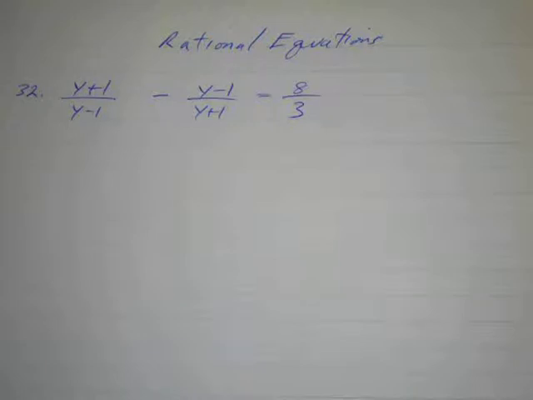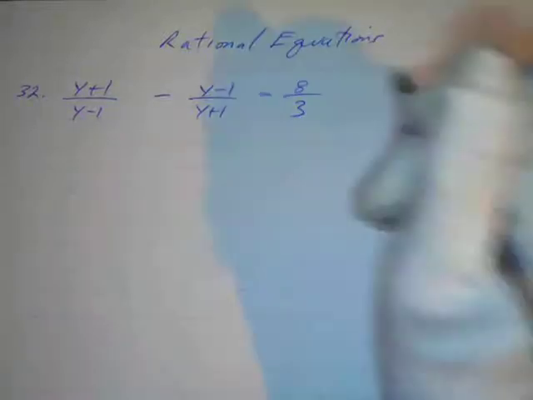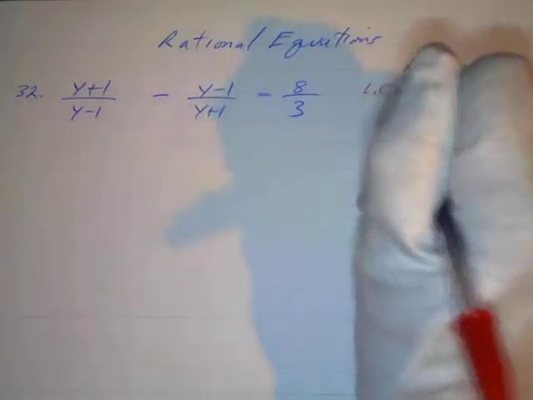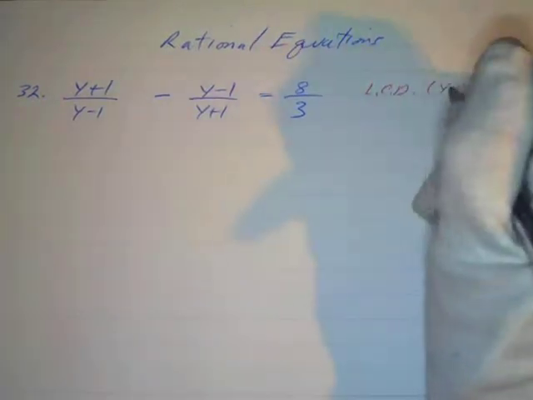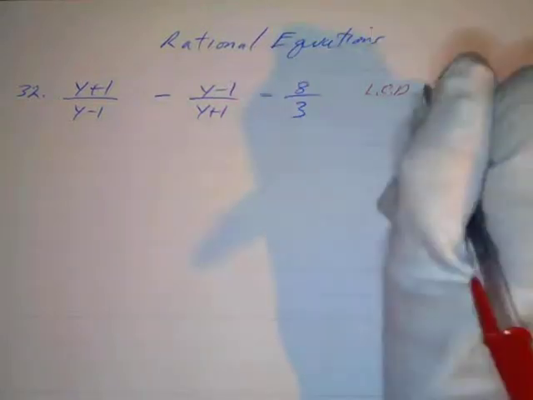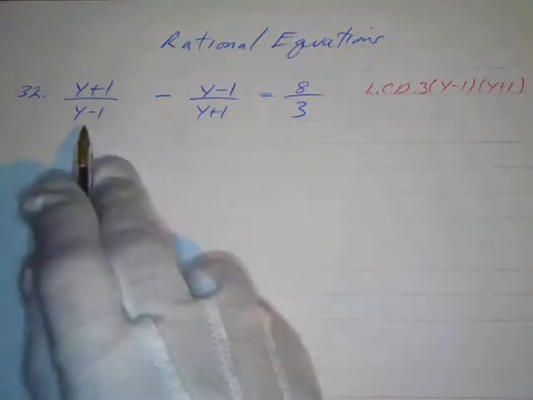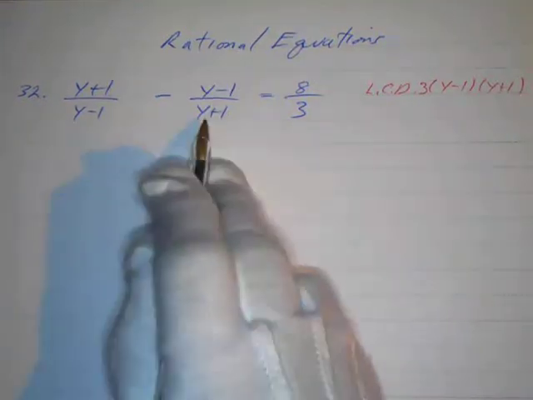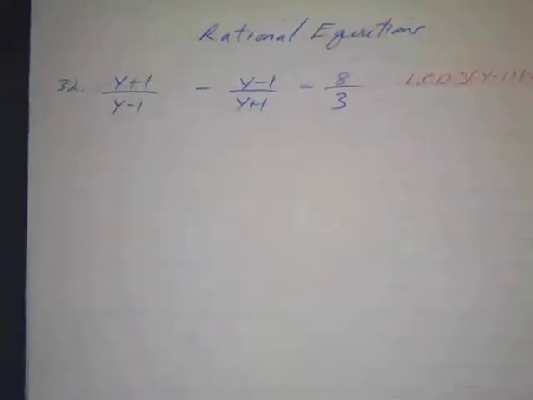Okay, here's another example of solving rational equations. And again, we want to find the least common denominator. Looking at all these denominators, we'll build the LCD over here. It looks like we need a y minus 1 and a y plus 1 and a 3. So that's my least common denominator, so I'm going to multiply every term by y minus 1 times y plus 1 times 3. And you can see that each of these divide into the LCD.